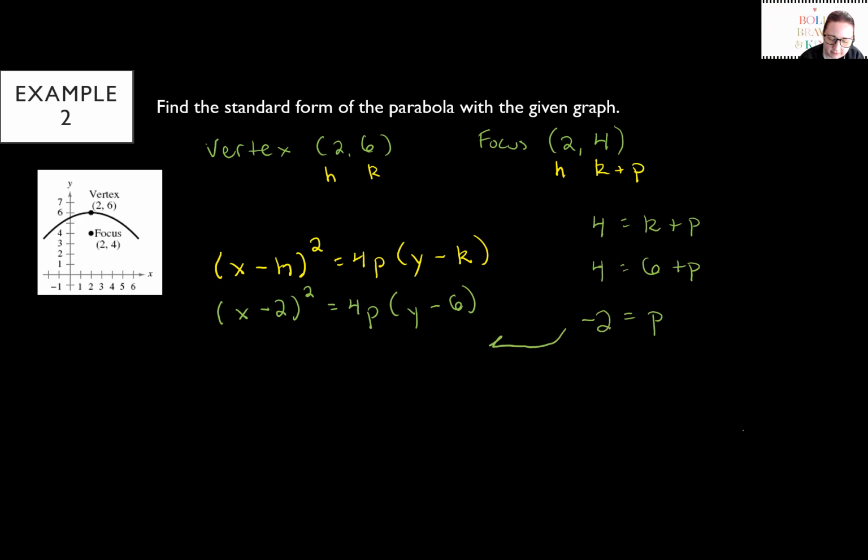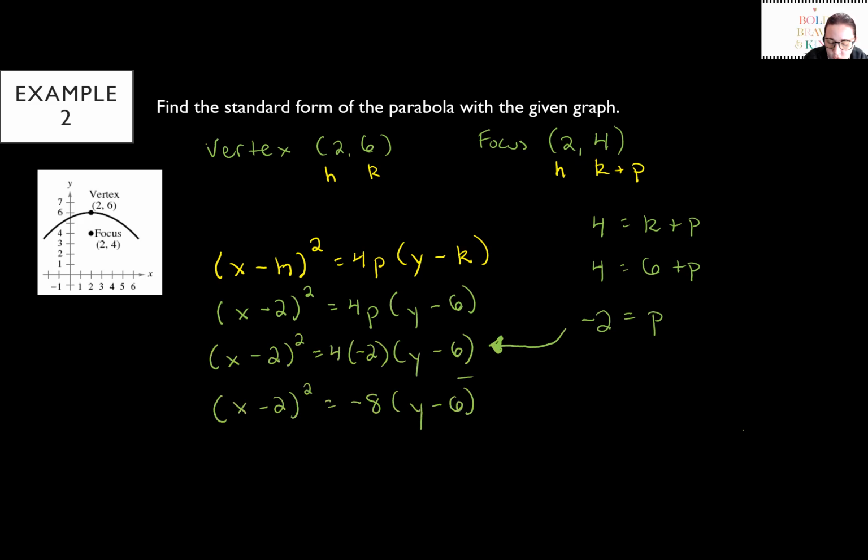So once you've got that, then you just plug it back in. So we've got x minus 2 squared equals 4 times negative 2 times y minus 6. And so we get x minus 2 squared equals negative 8 times y minus 6.